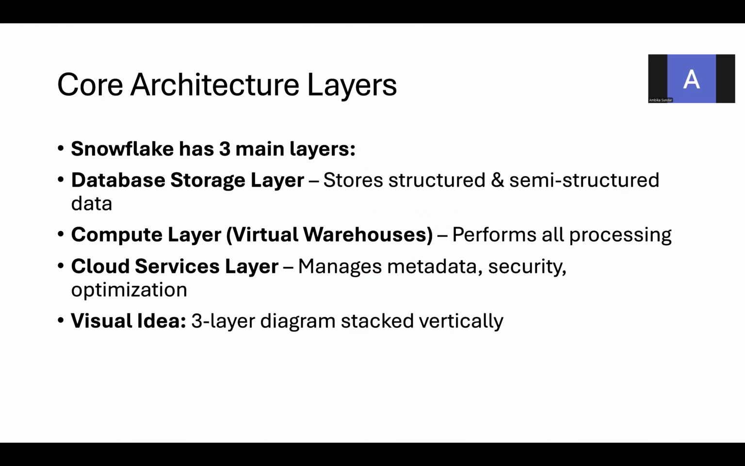Now coming to the core architecture, Snowflake has three main layers: the database storage layer, the compute layer, and the cloud service layer. Database storage means it stores structured, unstructured, and semi-structured data. The compute layer performs all the computations and processing, which is taken care of by the virtual warehouses. The cloud service layer manages the metadata, security, and optimization.